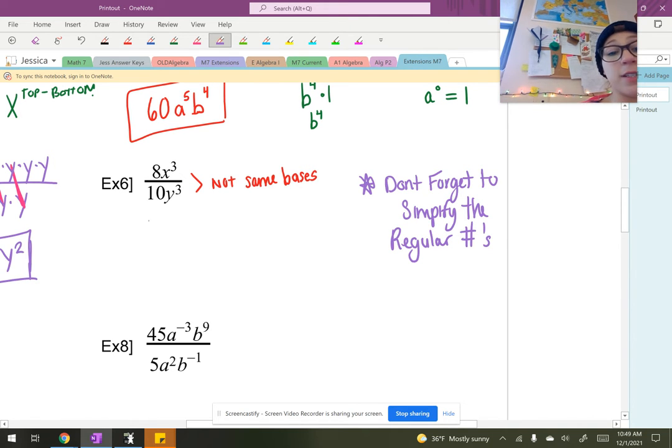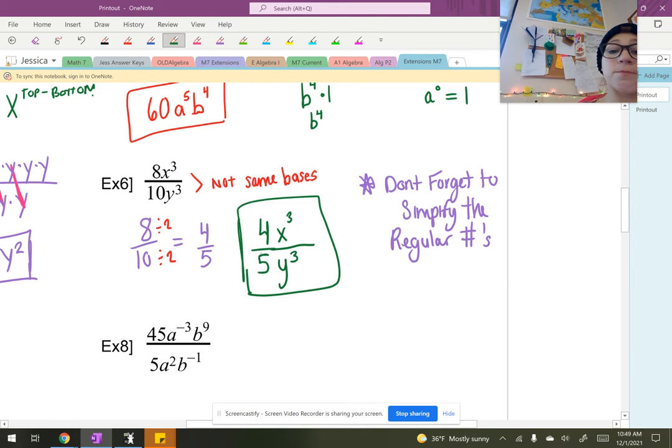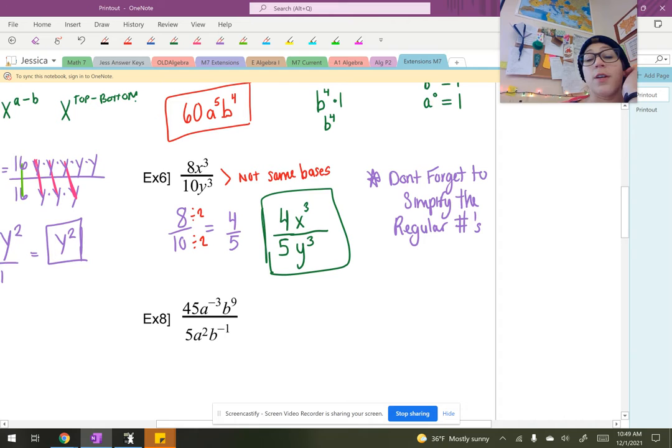That 8 divided by 10, I can simplify that. I can divide both of those by 2, which is really the same as 4/5. So my final simplified answer would just turn into 4/5 x to the 3rd on top, y to the 3rd on the bottom. So don't forget to simplify those regular numbers, that 8 and that 10.